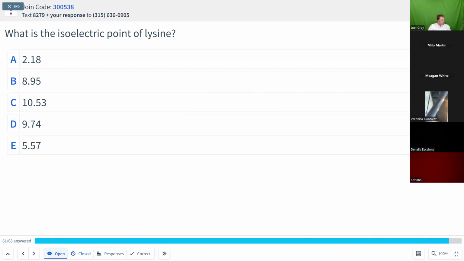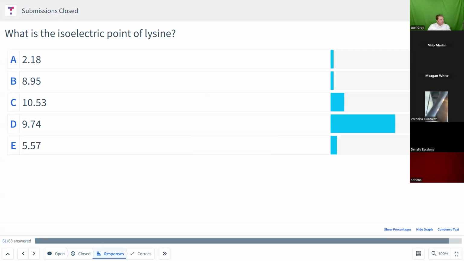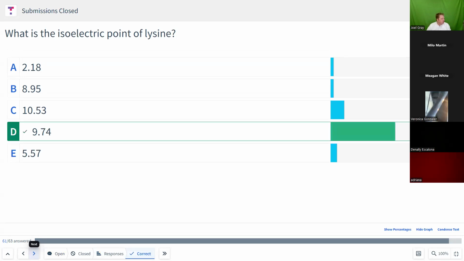Okay, so closed. 9.74. Great job. I just got a private message on an exam. Do we have to calculate or can we just memorize these isoelectric points? I would not spend the time memorizing it because I think it's a better use of your time to memorize the calculation and be able to critically think about those numbers than it is to memorize those. And yeah, that's my opinion on that. So there you go. Okay, correct answer is 9.74.